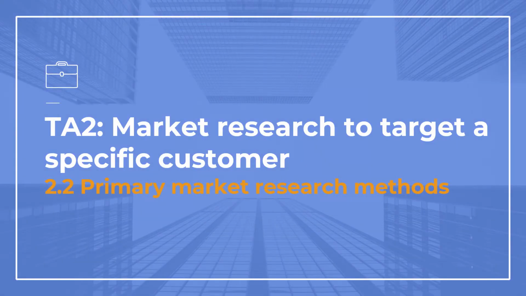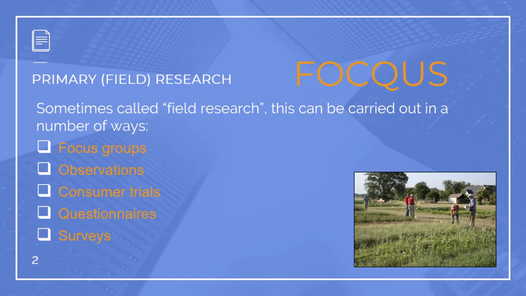This video is for topic area 2, market research to target a specific customer, and this is 2.2, primary market research methods. For this particular one, a little acronym that I use is FOCUS, but obviously we add in the Q for questionnaire, so it's FOCUS but with QU for questionnaire. This is the way that I use to remember these 5 different examples.